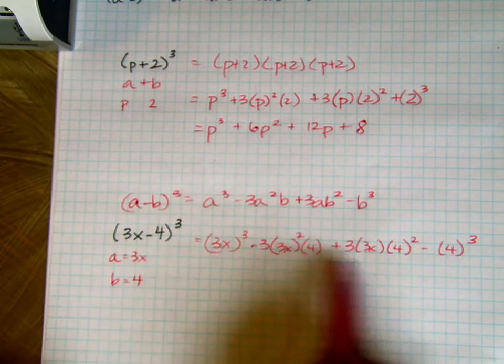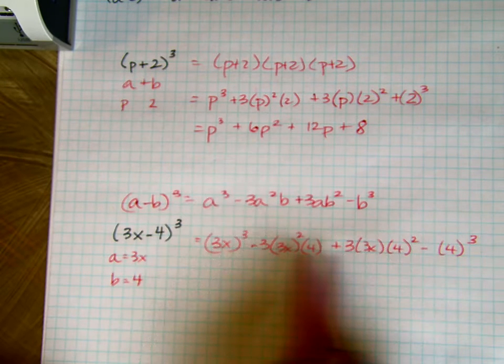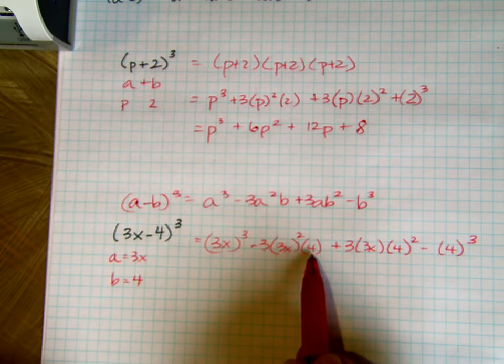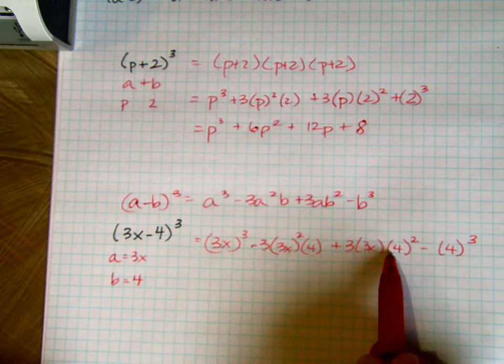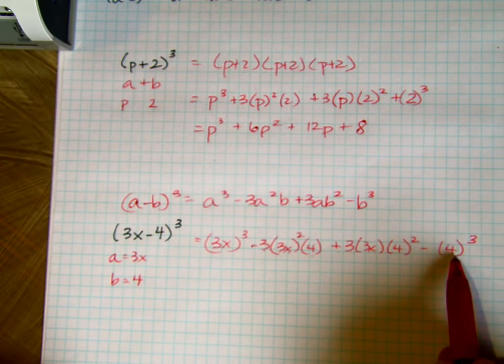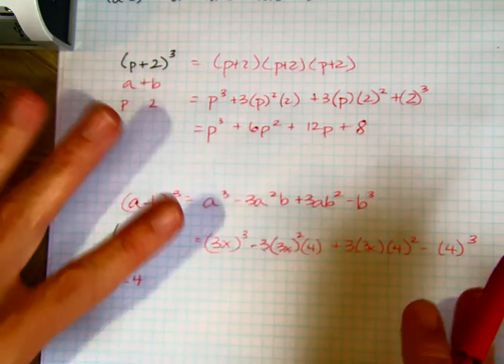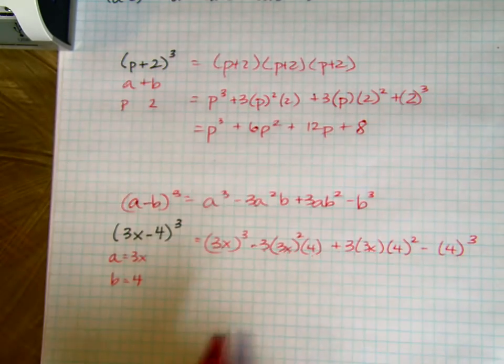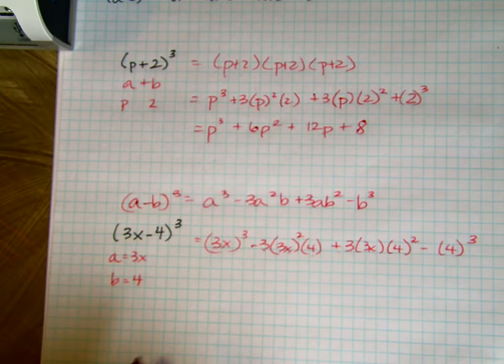So just plug everything in. My a cubed minus 3 times my a squared b plus 3 times my ab squared minus my b cubed. There's a whole series of these, the binomial theorem, and it goes with Pascal's triangle, and it's kind of cool, and you'll learn it later. But now you have to simplify.